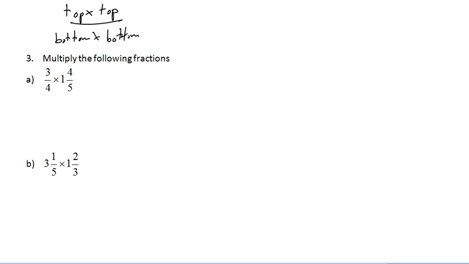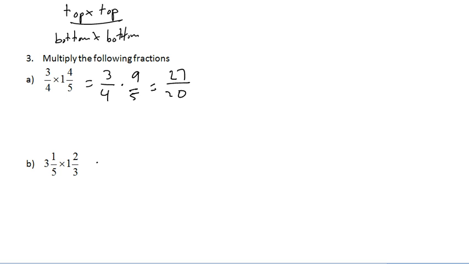Okay, so let's have a look at these guys. Notice that if we have a mixed fraction, we need to turn it into an improper fraction first. So this is going to be 3 over 4. And then 1 4/5. Well, we're going to have 5 slices in a whole. So 5 plus 4 is going to be 9 over 5. So that's going to give me 27 over 20.